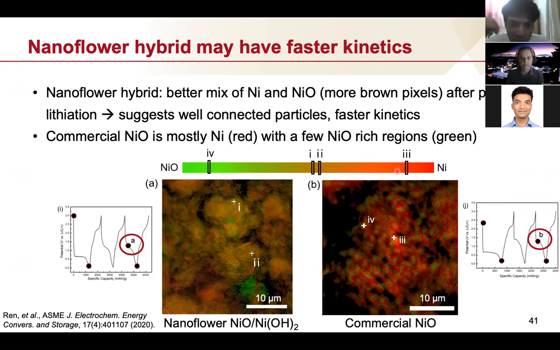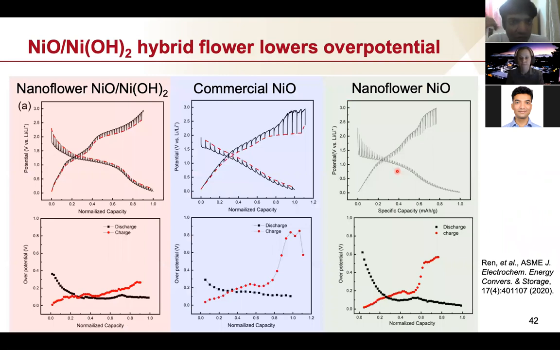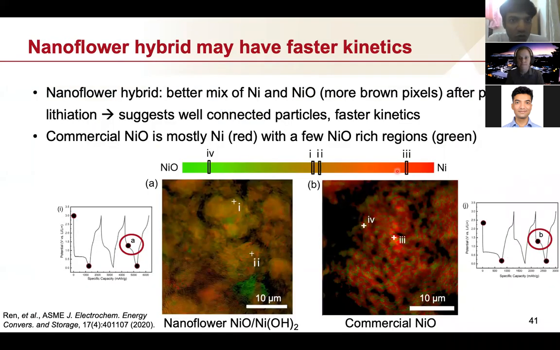So do you get a black and white image and then you overlay the color on it, or how do you color code it? Yeah, so I color code it using linear combination fitting. So the colors are just the percentage of nickel versus nickel oxide.